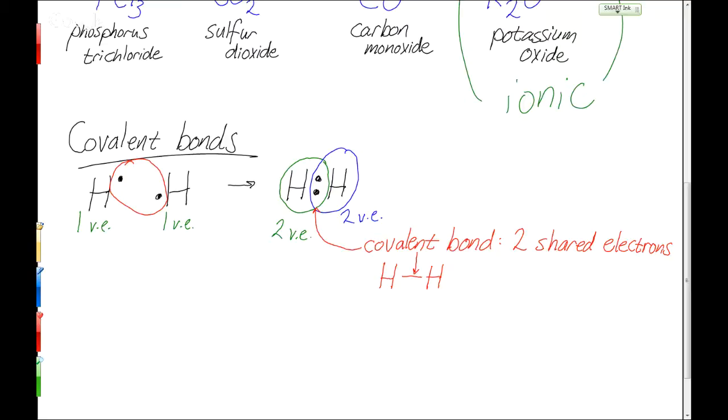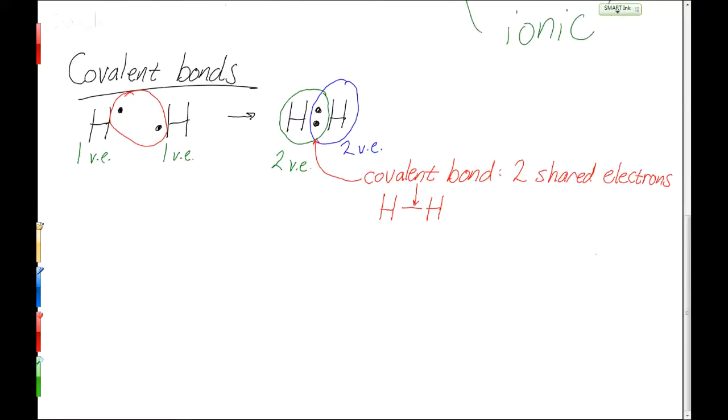Does that make sense? We don't draw NaCl with a line between the Na and the Cl because that's not a covalent bond. So it doesn't work. That only works when we're talking about covalent compounds. Okay, so let's look at some other ones. What happens when they're bigger molecules or bigger atoms?